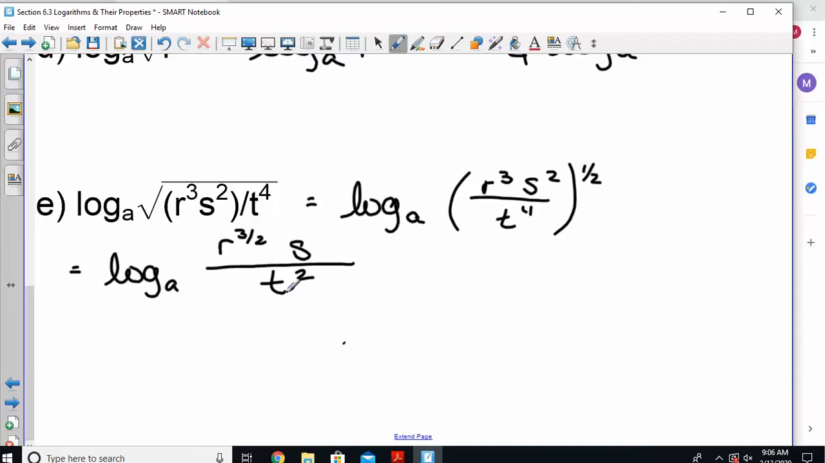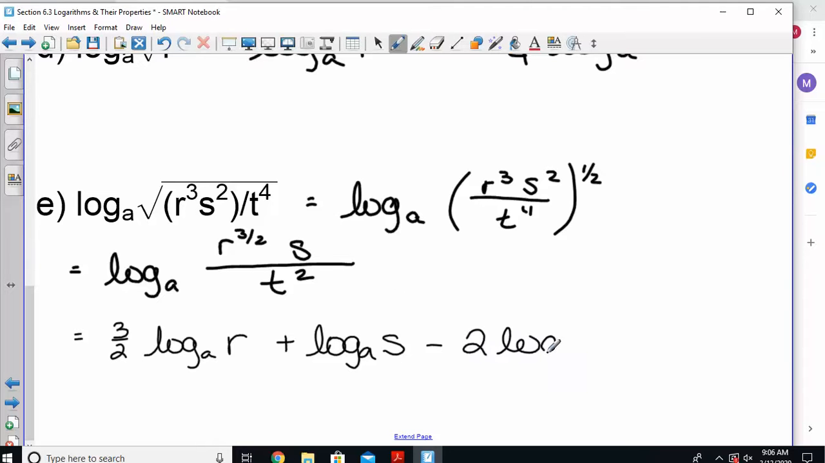Then let's break this apart. I'm going to go ahead and just do it all at once. So the r, the exponent would come down in front. So we would have 3/2 log base A of r. Essentially anything on the top of the fraction will be added in. So it'll be plus, s was just to the first, so that's log base A of s. T is on the bottom, so we would subtract, and the 2 would come in front, so minus 2 log base A of t.